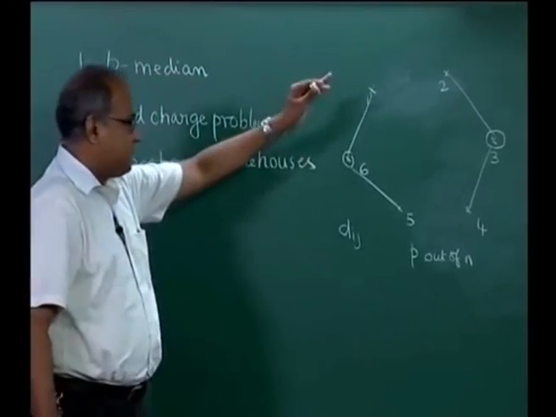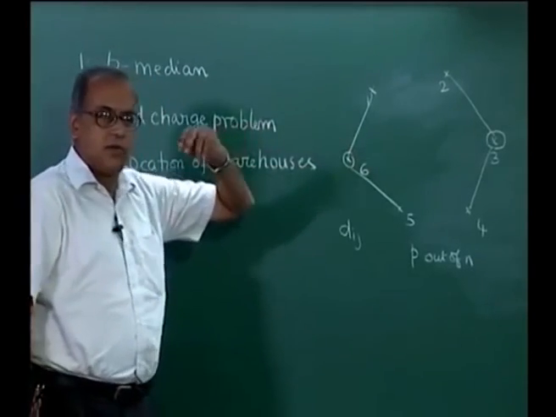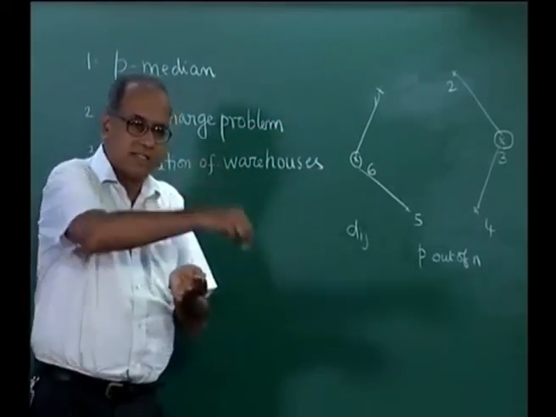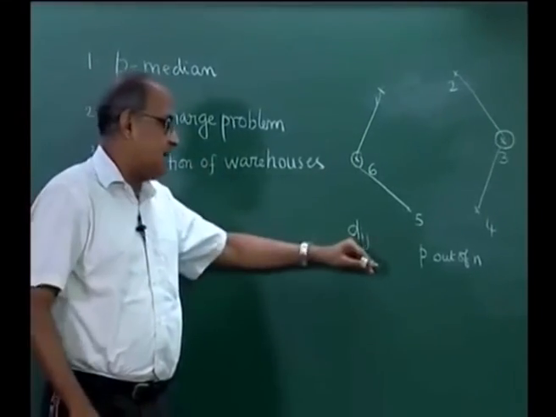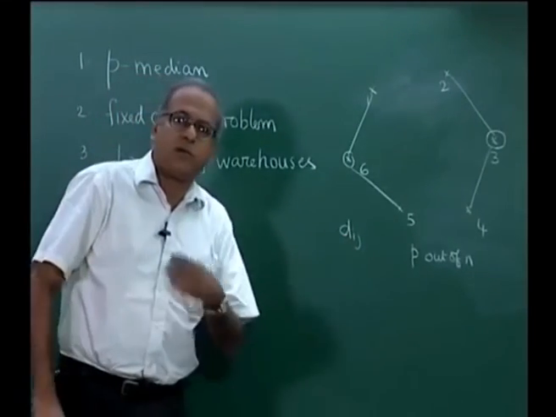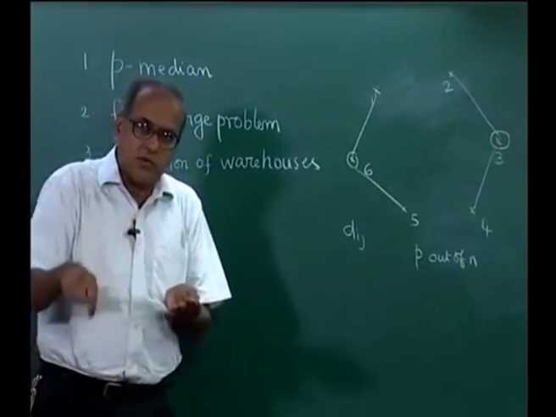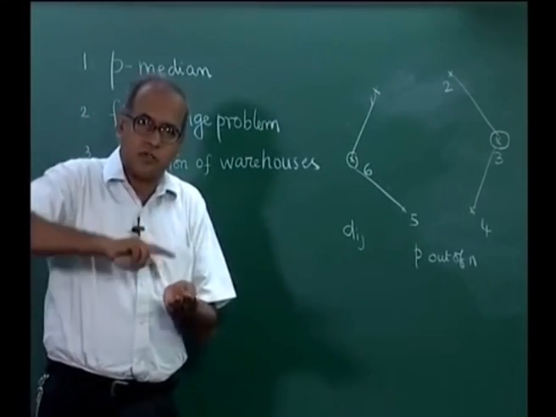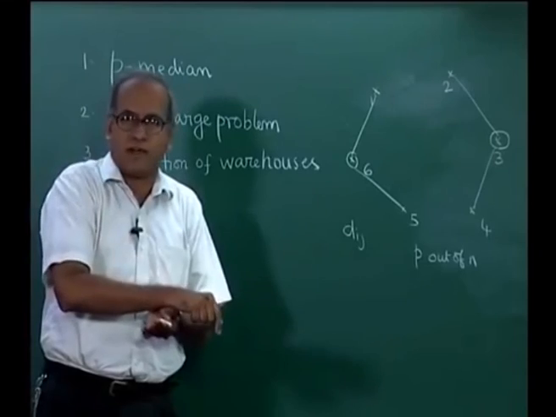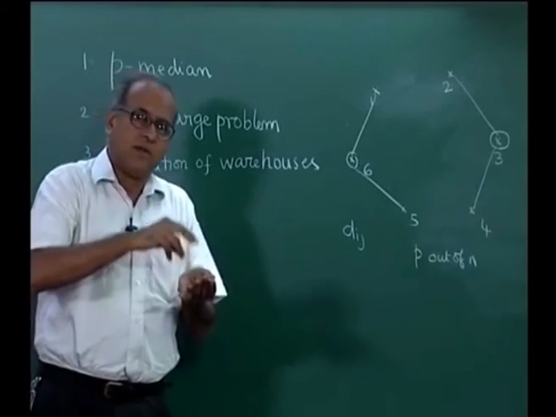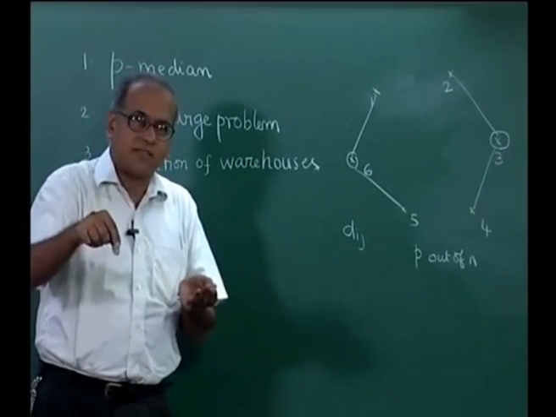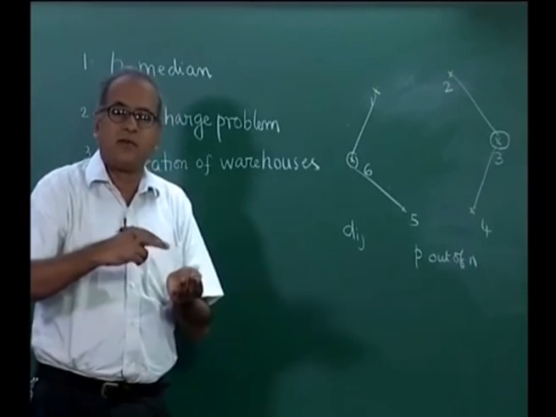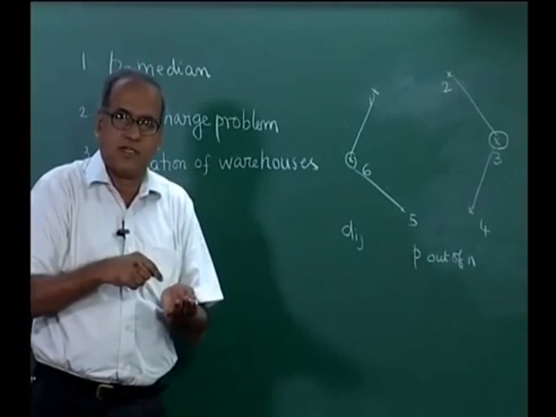So, there are 6 customers who are located in 6 different places. The Dij matrix is known, and if P equal to 2, which 2 out of these 6 locations would we locate a factory, and these 2 located factories will cater to the requirement of the 4 remaining points.